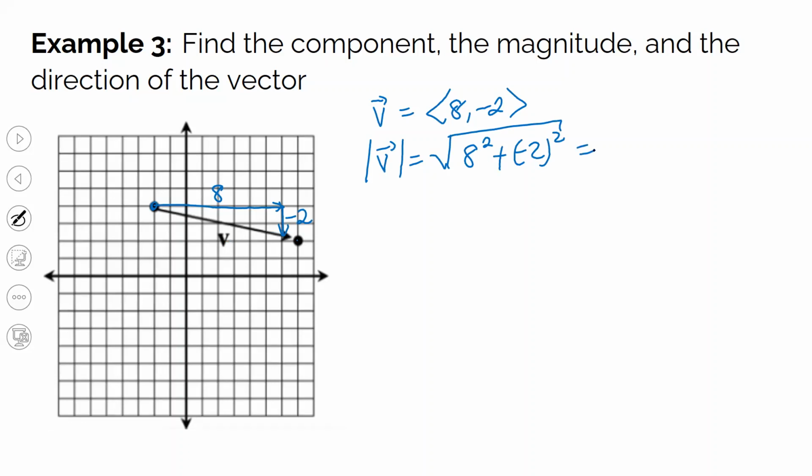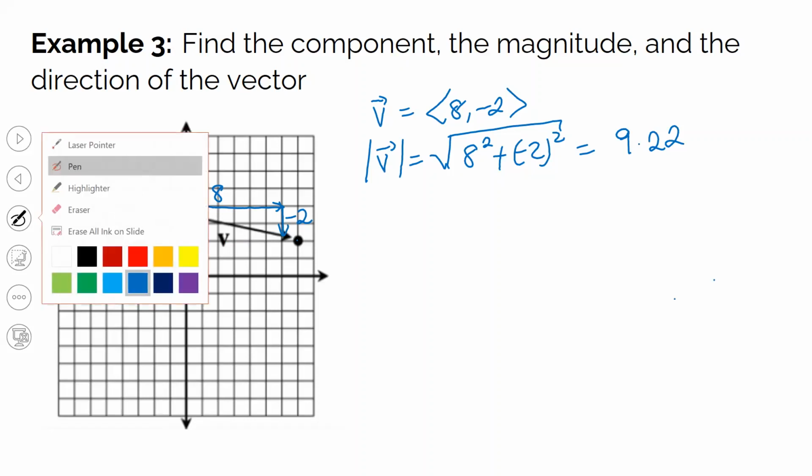And if you put that into decimals, I think you get something like 9.22. So that's the magnitude. Again, magnitude is never negative. So now let's talk about the direction.